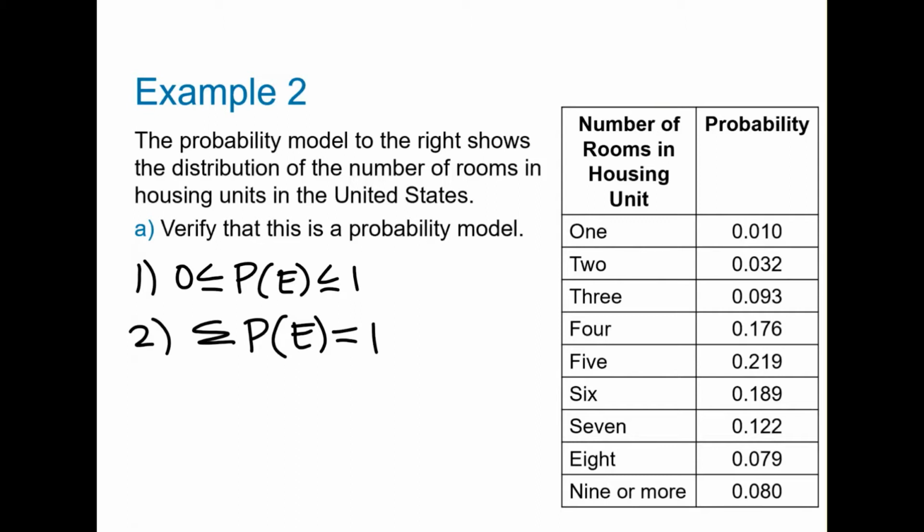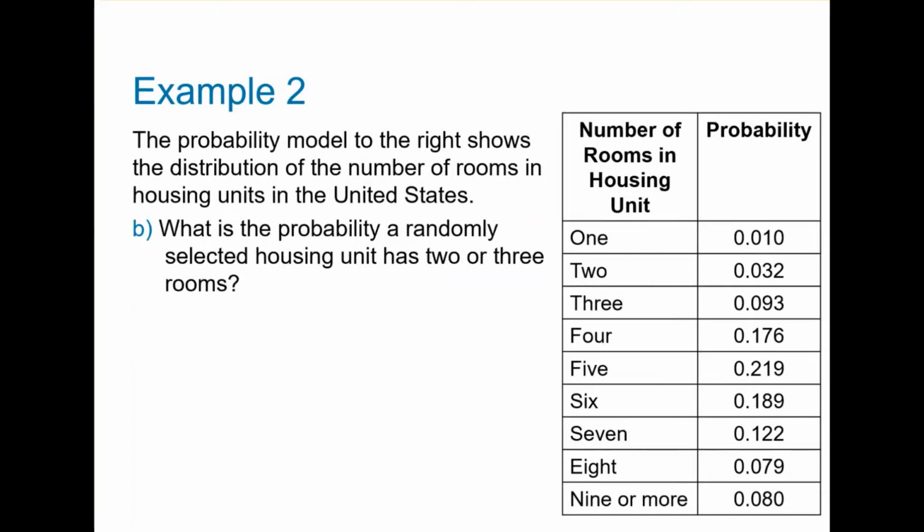All of the probabilities are between 0 and 1, so rule 1 is satisfied. If we add up all of the probabilities, we get 1, so rule 2 is also satisfied. So because both of these rules are satisfied, this is a probability model.